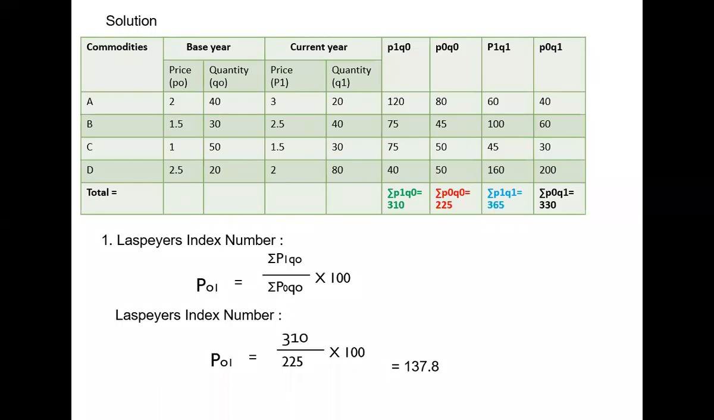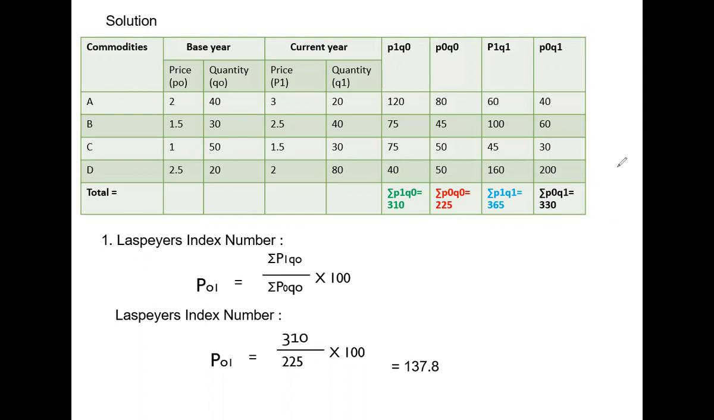And obtained a value of 137.8 for the index. And like we said, you interpret this as an increase of what? A 37.8% increase currently as compared to the base year price.